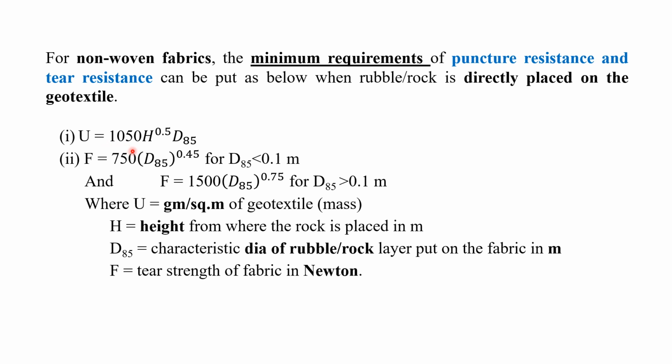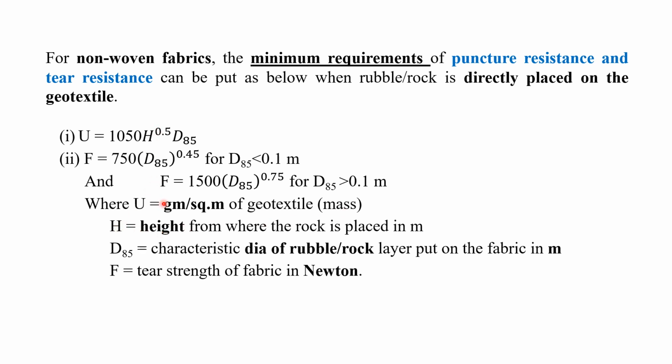So U is equal to 1050 into H to the power 0.5 D85. U is nothing but the mass per unit area of the geotextile. These are the conditions which should be fulfilled to maintain the puncture and the tear resistance. So U should be equal to this much. Okay. So what is the U? U is the mass per unit area of the geotextile.